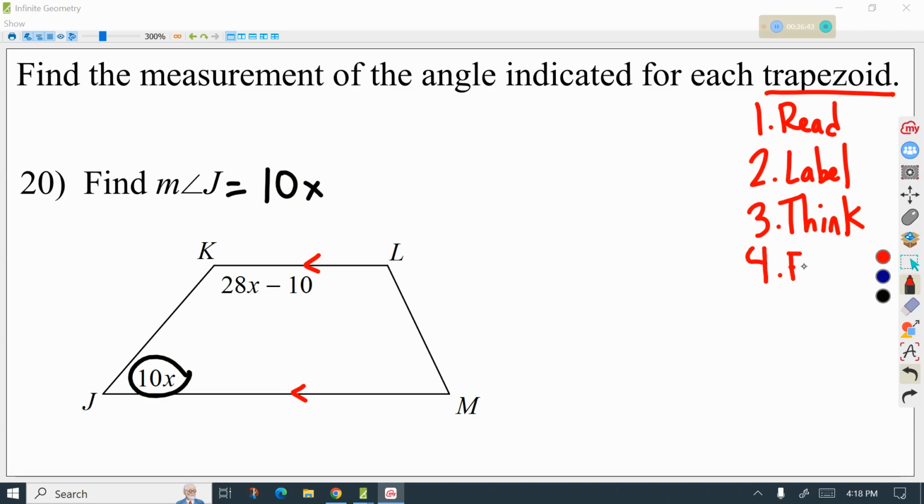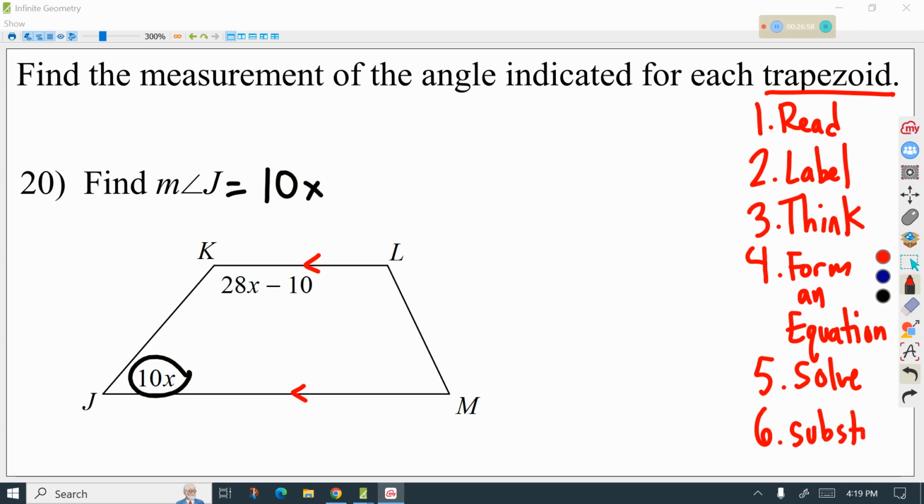We're going to have to form an equation, okay? After we form our equation, then we have to solve it. After we solve that equation, we're going to substitute that in to our old formula. In this case, this one right here, the one that we started with. We're going to find our x, and we'll plug it back into that one, and we'll be done.